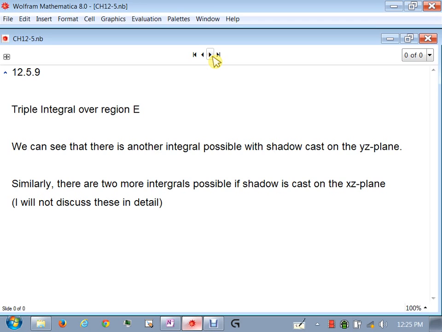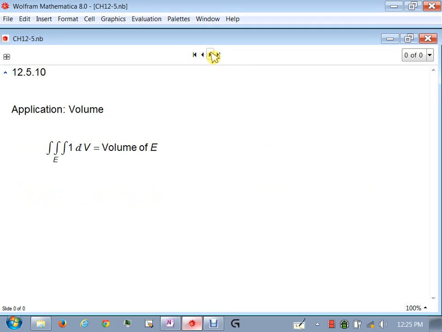So this just goes back to the whole idea of casting shadows on different planes. I'm not going to get into detail. Just make sure you know that they're there. And then this is our first application of this. I started the class saying, remember the application of double integrals? That if you do a double integral of 1 over some region D, you get the area of that region.